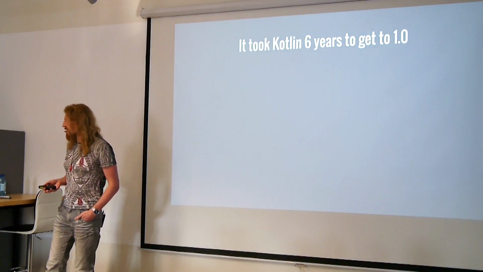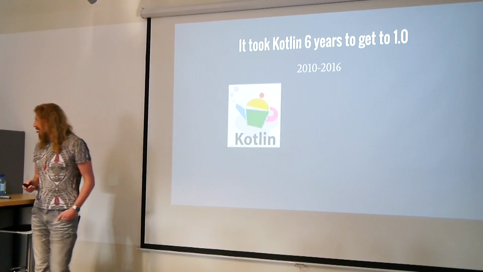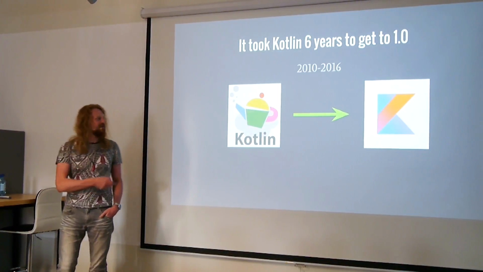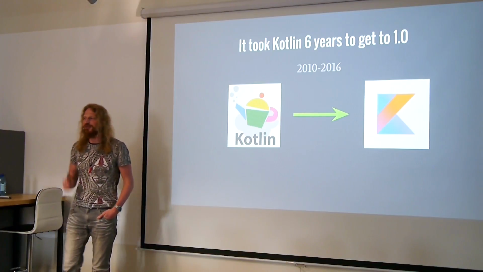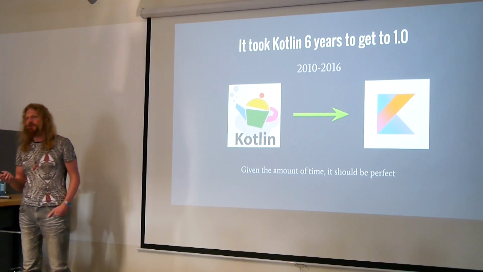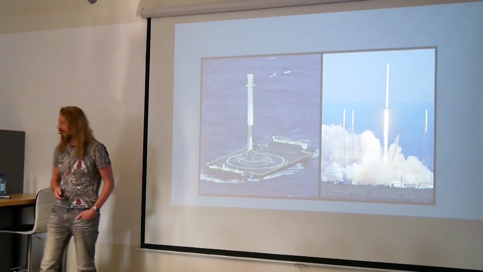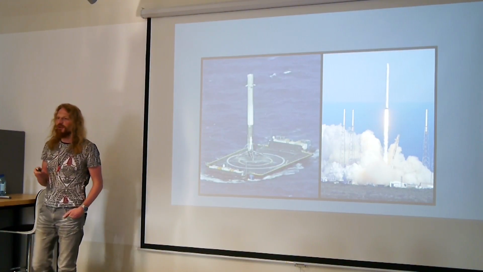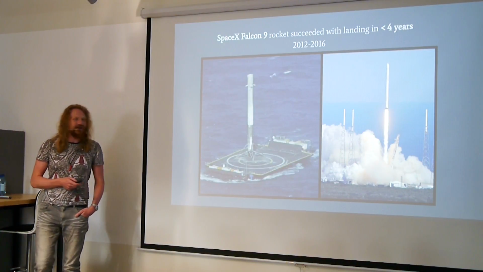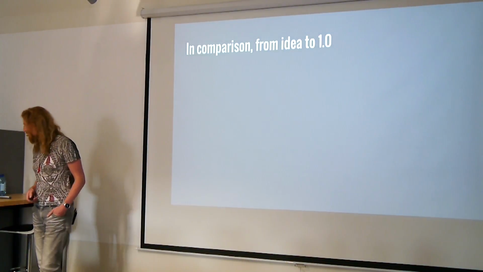The thing was that it took Kotlin 6 years to get to 1.0, quite a lot of time. They started in 2010, and they have changed their logo several times, from this kind of stuff to the more modern and cool stuff in 2016. Given the amount of time, it should be a perfect language. The design phase was pretty long, but it's not rocket science. If we look at rocket science, it took 4 years for SpaceX to successfully land the Falcon 9. That's a nice, funny comparison.